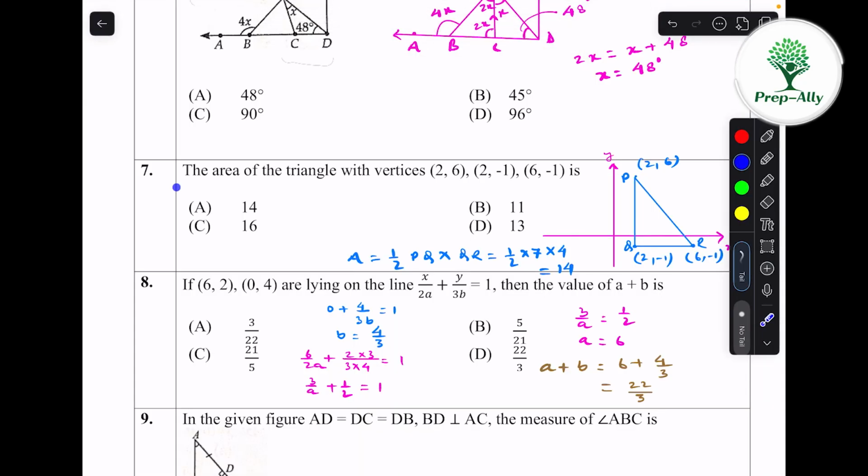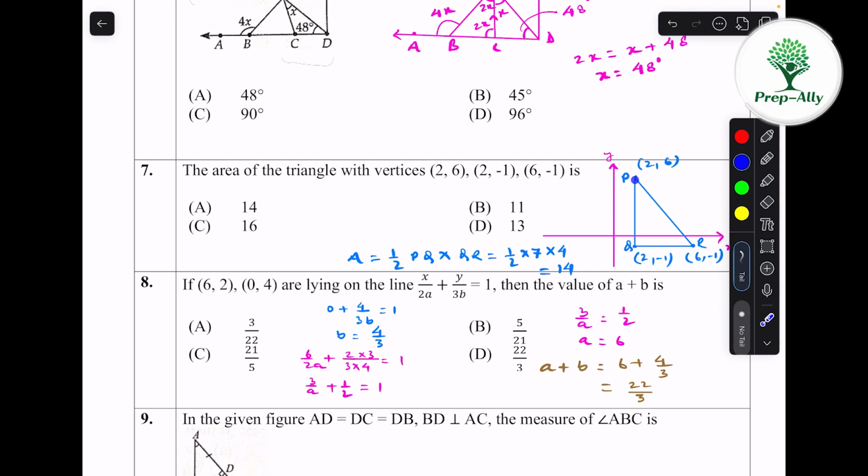See here how to solve this question. In this question we want to find the area of this triangle. I have marked all these points here. Suppose this is the x-axis, this is the y-axis. So 2 comma 6 is here, similarly 2 minus 1, and 6 minus 1.